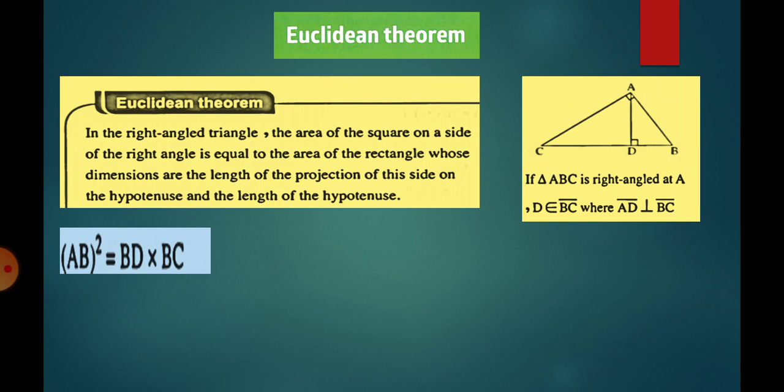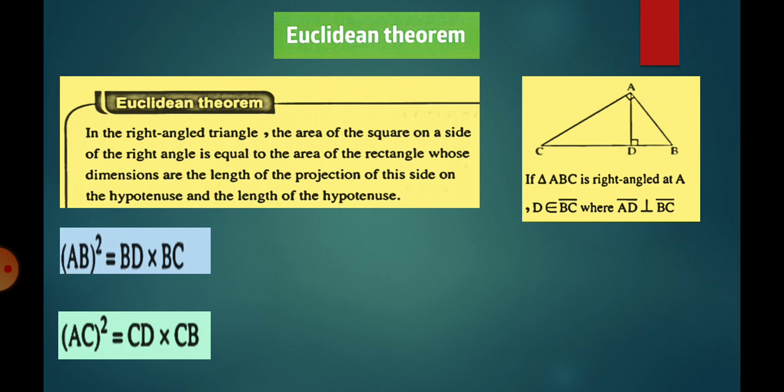AB power 2 equals BD times BC. AC power 2 equals CD times CB. What about AD power 2? AD power 2 equals DB times DC. We can also find the length of AD by another rule.